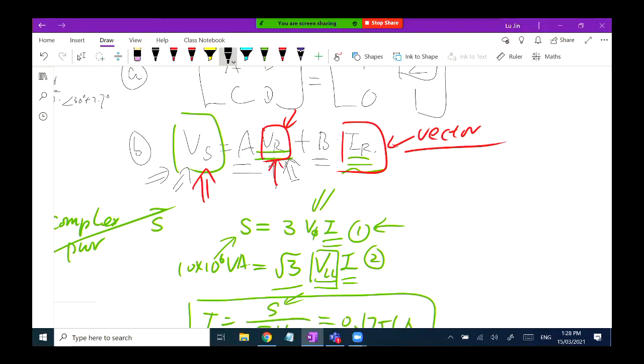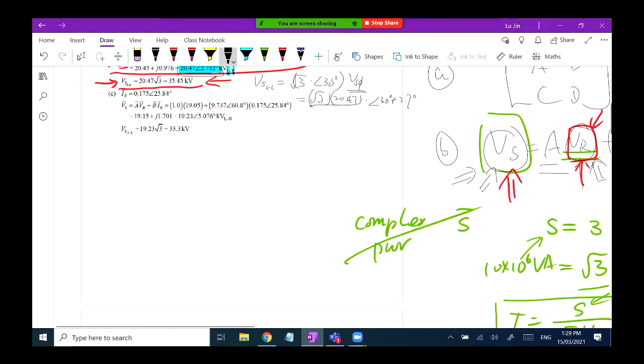Yes, so the 30 degrees will be applied only when you convert the phase voltage to line voltage. But if you are using line-to-line voltage on the right hand side for VR, this VS has already been the line-to-line voltage at the sending end. You don't need to consider that 30 degrees anymore. Oh, good. So everyone okay?